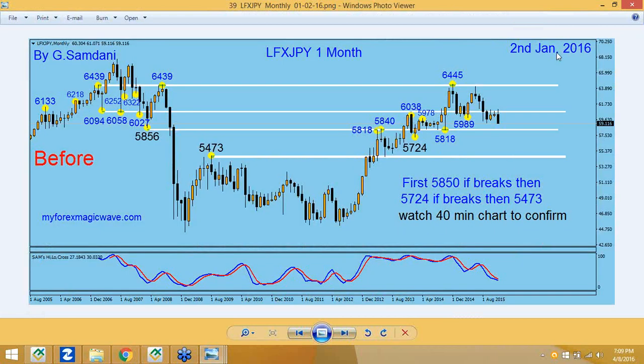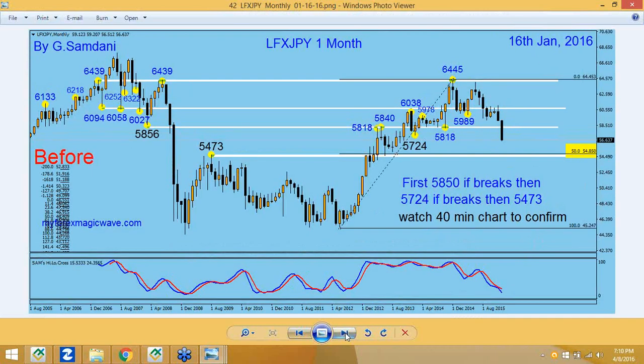Right? I have written this. This is the January chart. This target, then 57.24 is this, and then 54.73. Right? Watch the 40-minute chart to confirm. Just like I just told you, to confirm means each level one by one. Right? So what happened to this chart? Where we are now, you can see.